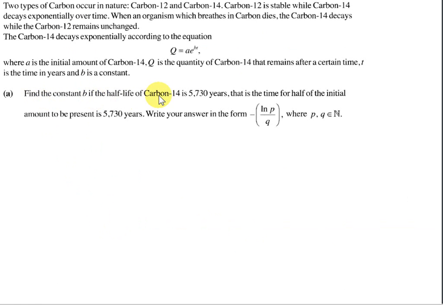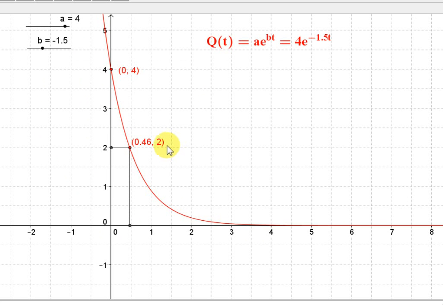Find a constant b if the half-life of carbon-14 is 5,730 years. Now the half-life of a radioactive substance is the time taken for it to reach half of its initial amount. I will just use this function here to explain half-life. Initially the amount of the substance is 4. Q at time 0 is 4. We're interested in seeing how long it takes for that quantity to be halved. That is to go from 4 down to half of 4, which is 2. And you can see here from this picture that it's about 0.46 seconds or hours or whatever the unit of time is.